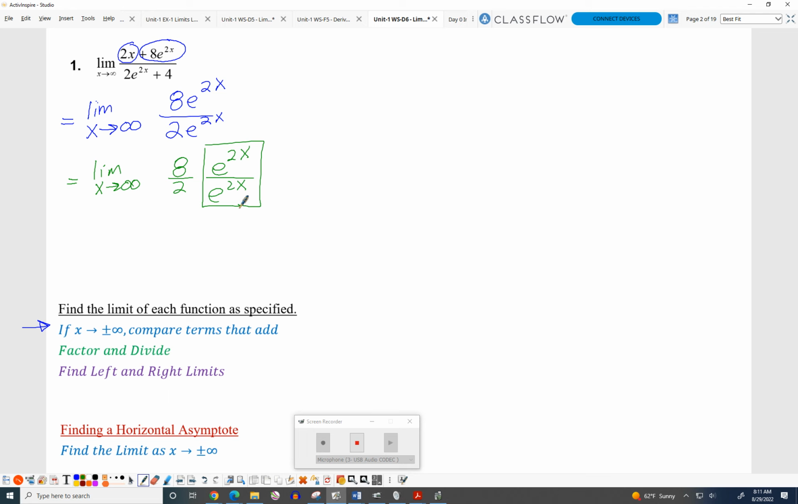Cool. So now we know as x gets bigger and bigger and bigger, 4 times 1 is 4. So this limit is just 4. Which means we've studied half of the asymptotic behavior, because we know that as x approaches infinity, y is going to approach 4.